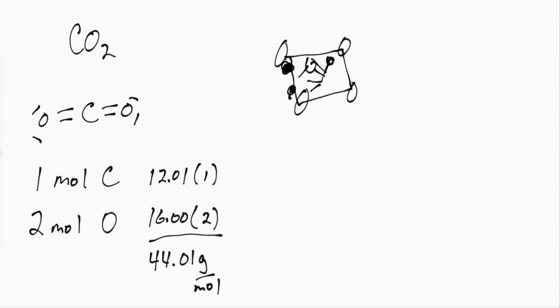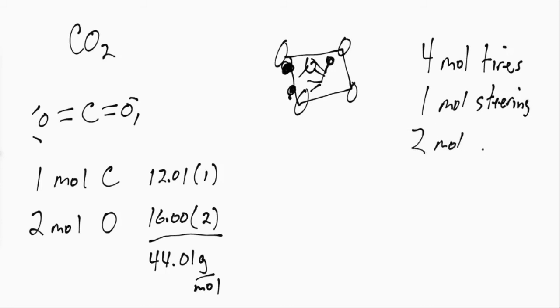Now, if I have 10 cars, how many tires would I have? Right, 4 times 10 is 40. What if I have a mole of cars? How many moles of tires do I have? Right, now you're understanding. 4 moles of tires. Remember, I can abbreviate moles with MOL. I've got 1 mole of steering wheels. And I've got 2 moles of headlights. Good.